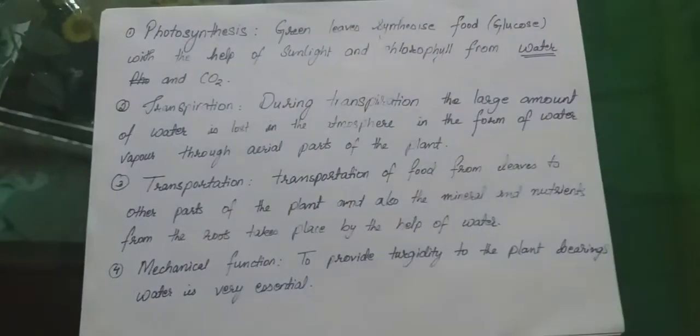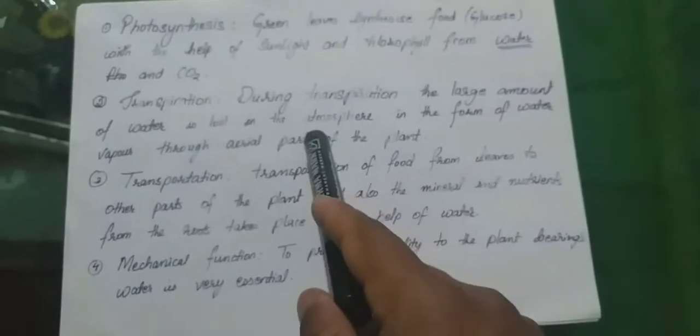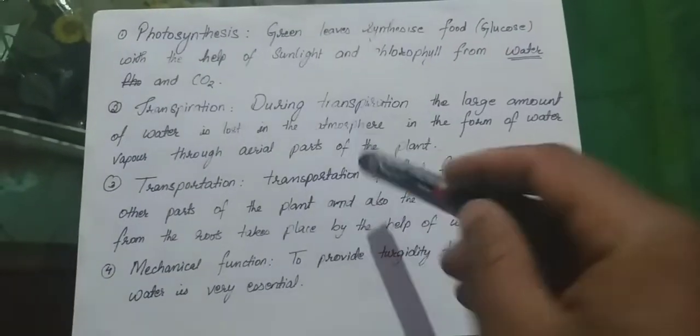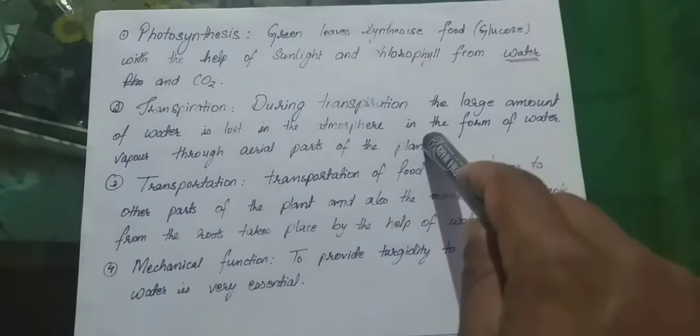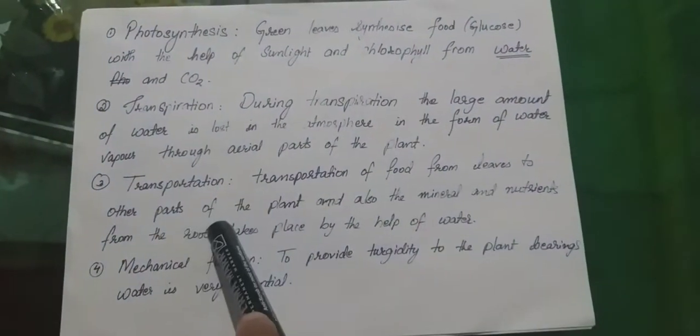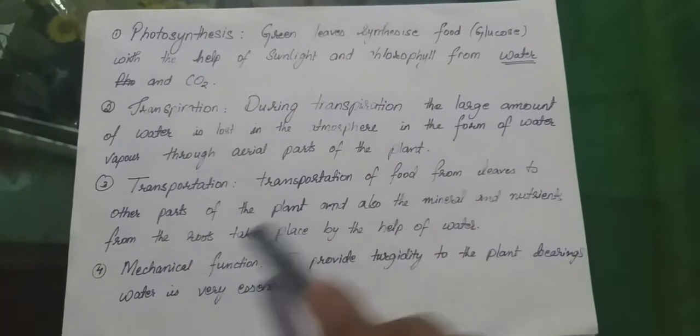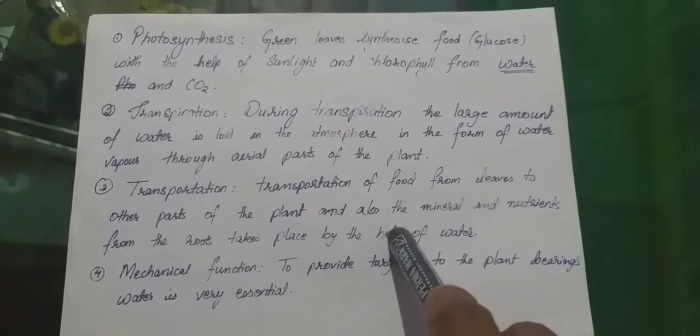In order to maintain the body temperature of the plant, which we will learn in detail in the next chapter on transpiration, transpiration is necessary. It's an essential process. Now, we know transportation of food from leaves to other parts of the plant, and also of minerals and nutrients from the roots, takes place with the help of water.